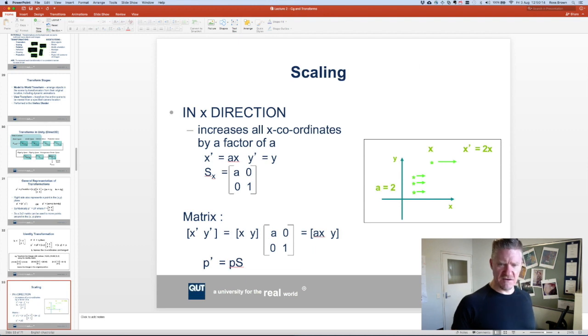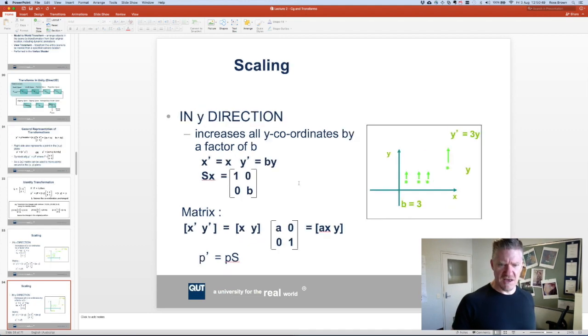Scaling is another factor where, say in the X direction, we can have a matrix SX with an A factor which scales all the X values, but it leaves the Y values the same. So X values will move across, and Y values will not move up. So this set of points here gets scaled out, in this case 2 times, and that moves the points across. So the matrix form in the X direction is A, 0, 0, 1. Straightforward. In the Y direction, we use B down the bottom right corner, and we see there that the points have been scaled up, in this case by 3, because we just chose a number.